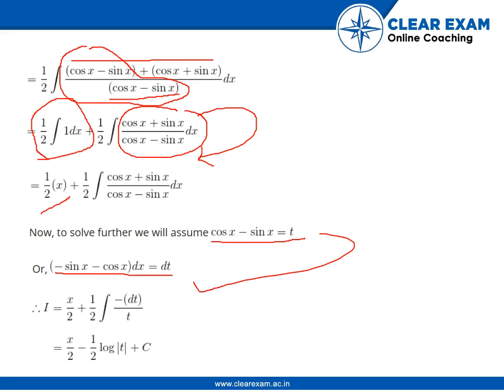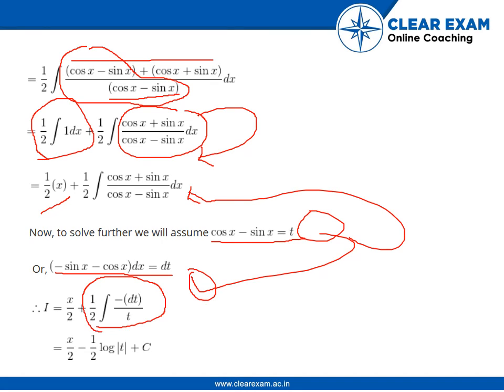So we make both the substitutions, this one and this one here, and we get a final integrand that looks like this. Now this is very easy integration. The integration of 1 by t with respect to t is log modulus t. Now moving to the next step.